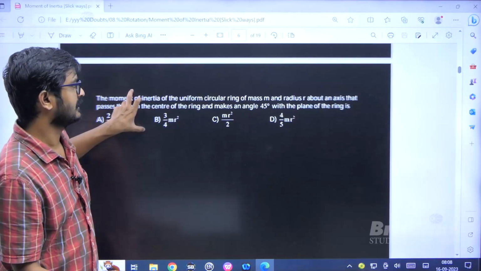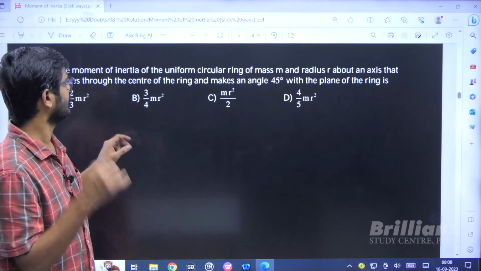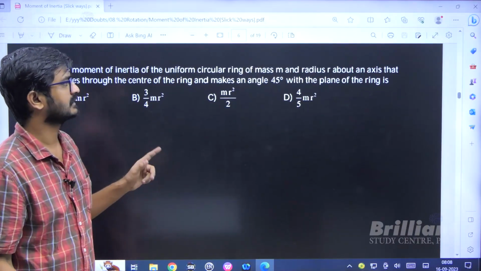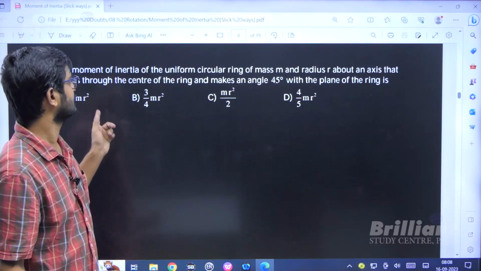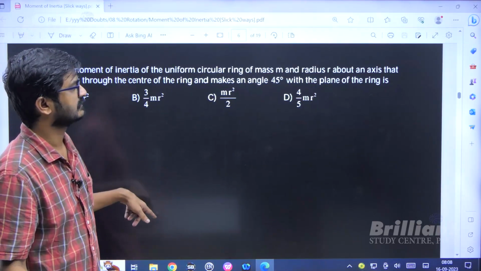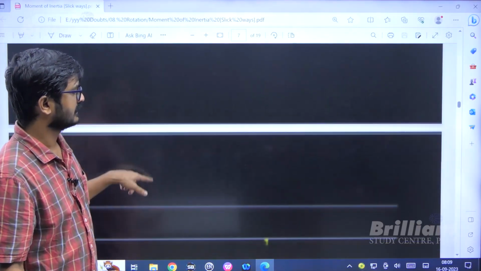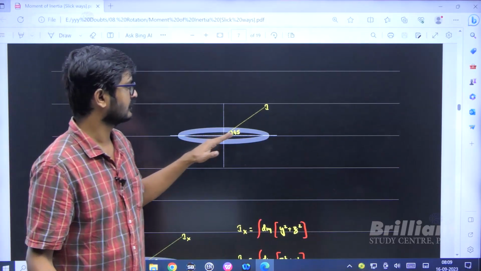Now based on similar lines, you can see this question. The moment of inertia of a uniform circular ring of mass m and radius r about an axis that passes through the center of the ring and makes an angle of 45 degrees with the plane of the ring. So basically they are asking for the moment of inertia of the ring about this axis.